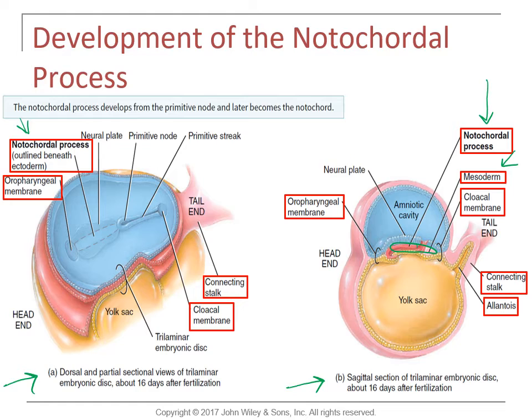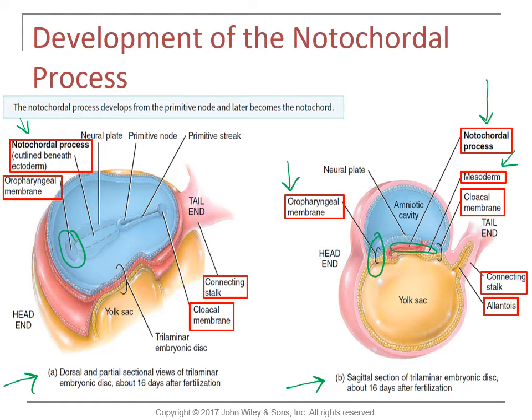Also, during the third week of development, we said we have two faint depressions that appear on the dorsal surface of the embryo, where the ectoderm and the endoderm make contact but lack the mesoderm between them. The structure closer to the head end is going to be the oropharyngeal membrane. So here this is the oropharyngeal membrane, and on this figure, this part is the oropharyngeal membrane.